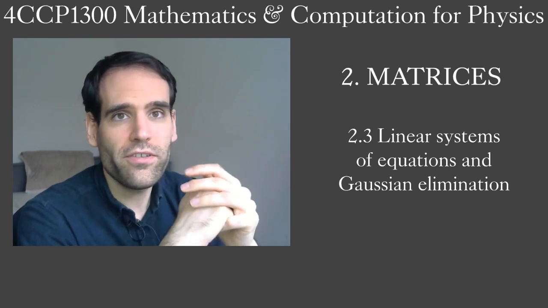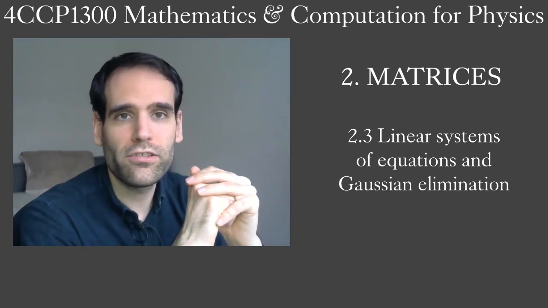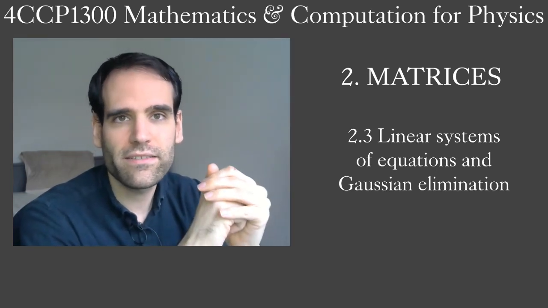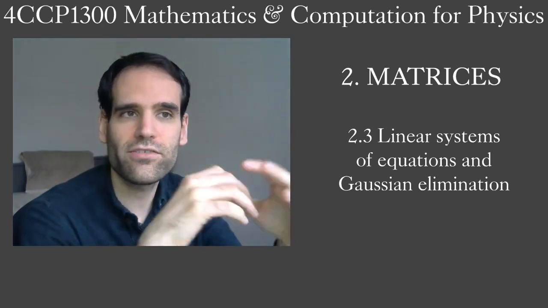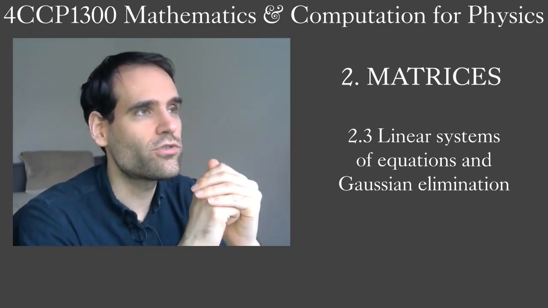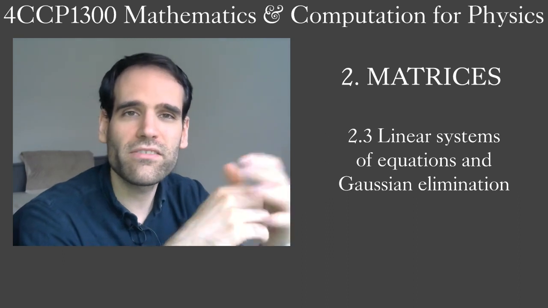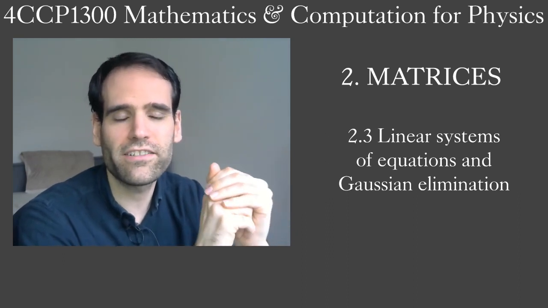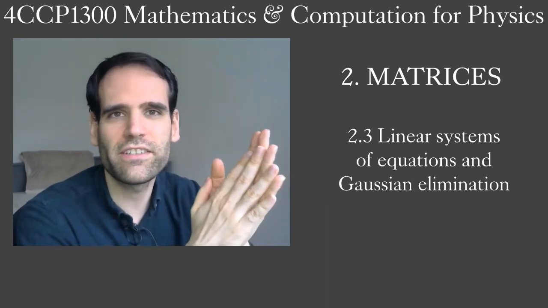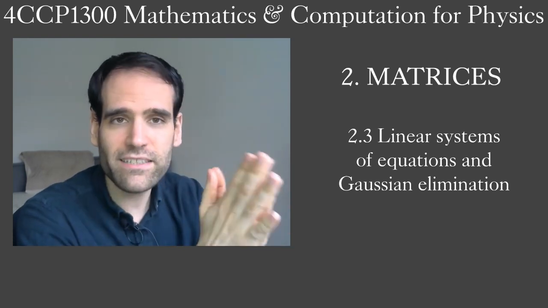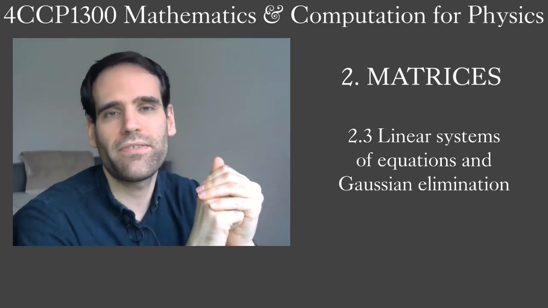You also found in previous chapters that, for example, to write a vector in a different basis, you could write a linear system of equations to solve it. Or to find the null space of a matrix, you had to solve a linear system of equations, A times X equals 0. So there are many cases when you have to solve a linear system of equations.